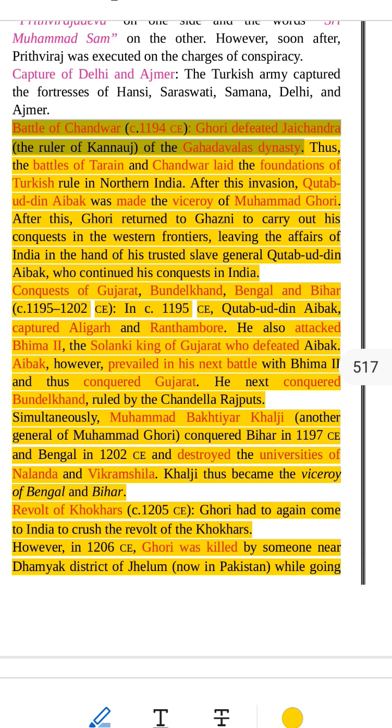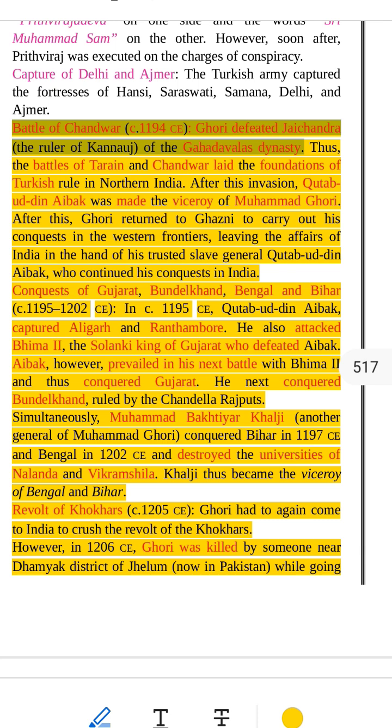So, because of these two battles, the battles of Tarain and Chandwar, these are two big battles. Tarain, a battle where Ghori defeated Prithviraj Chauhan in 1192 CE. Chandwar, where Ghori defeated Jayachandra in 1194 CE. Laid the foundations, started the base or beginning of Turkish rule.